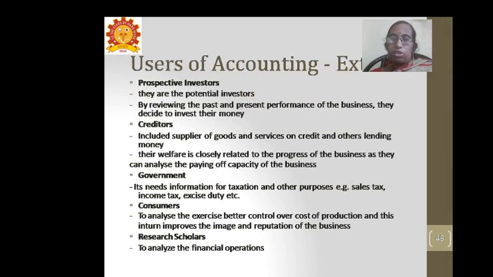Apart from this, various other external users are there. The prospective investors, like the individual investors who are attempting to make an investment in a particular company. So they should be knowing about the past and present performance. And then the creditors, who are giving the supply of raw materials, goods and services, and the credits that can be offered. And then the government, for the proper filing of taxation. For that purpose, the government is going to need it.